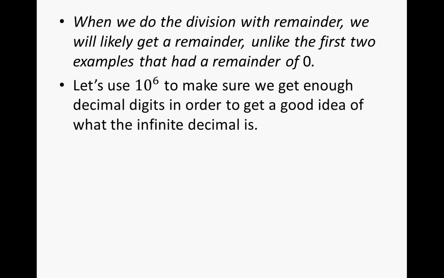So we're going to arbitrarily use 10 to the 6th power to make sure we get enough decimal digits in order to get a good idea of what the infinite decimal is. We can pick any power of 10, but we don't want to make the number too cumbersome, so maybe 10 to the 10th power would be too much. And like we mentioned before, we don't want to pick too few, so 10 to the third or fourth might not be enough. So 10 to the 6th is just an arbitrary number we have picked, a number in the middle that should give us what we need.